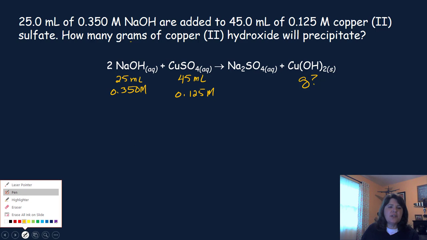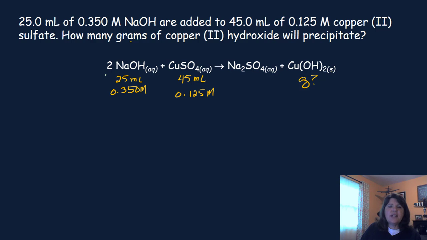Now that the inventory is over with, let's find step 1. I don't think I put a step 3 on the last one, but step 3 would be find the grams of the precipitate. Okay, so step 1 is to find the moles of each reactant. So we have 0.350 moles per liter. I should have written the sodium hydroxide here.